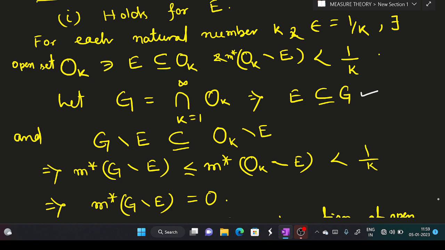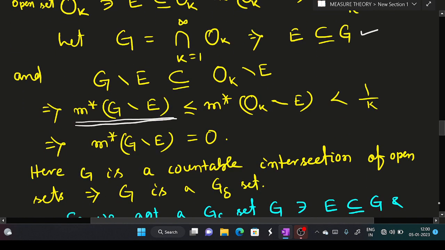Now, E is a subset of G, and G difference E is a subset of O_k difference E. So according to the monotonicity property of outer measure, we get m star of G difference E is less than or equal to m star of O_k difference E, which is strictly less than 1 by k. So this value is always non-negative and less than 1 by k for every natural number k. That implies it is less than or equal to 0 and greater than or equal to 0, so it is equal to 0.